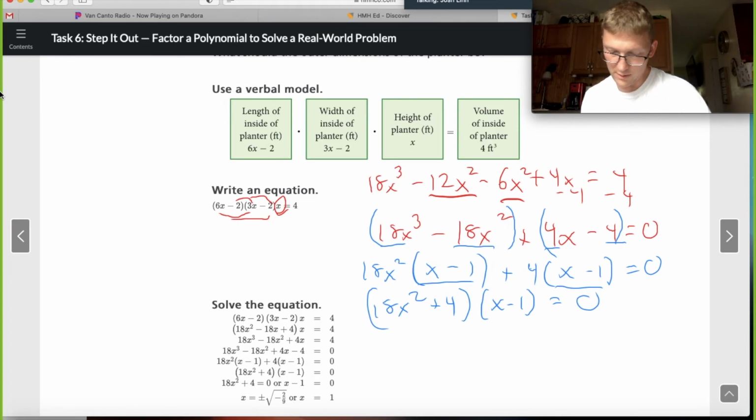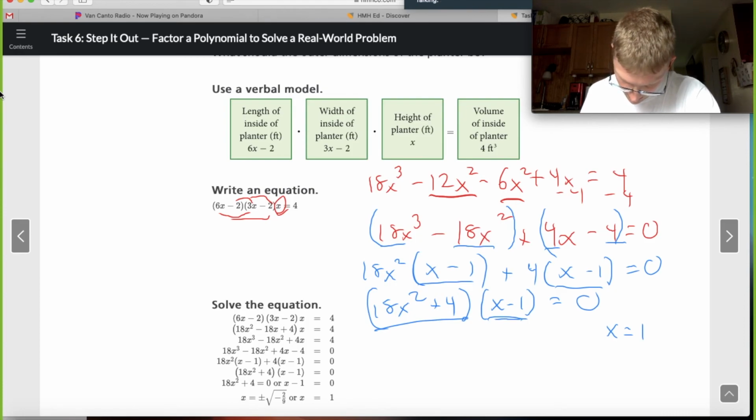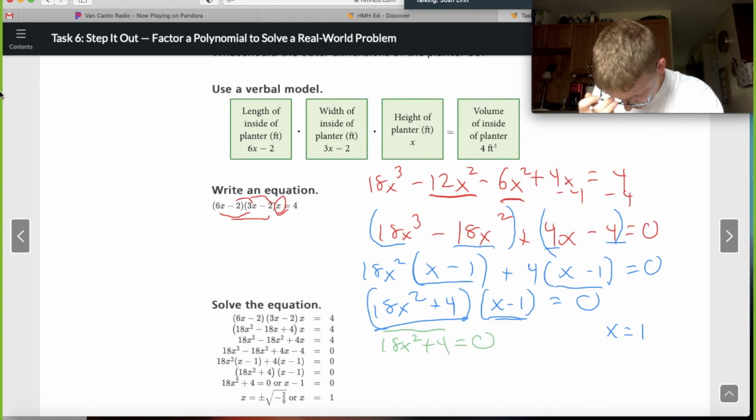So anyway, in order to solve this, just like you would a normal equation, you're going to set this equal to 0. Then you're going to set this equal to 0, and those are going to be your x's. So our first one is x equals 1. That's from that factor. And then this one, 18x squared plus 4 equals 0. So we're going to solve that.